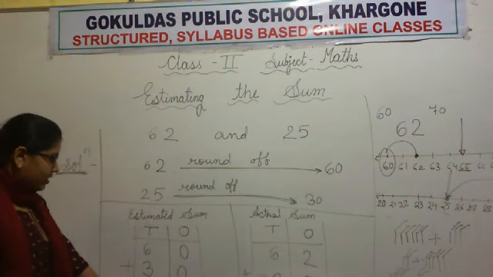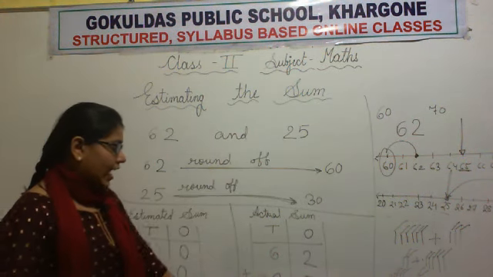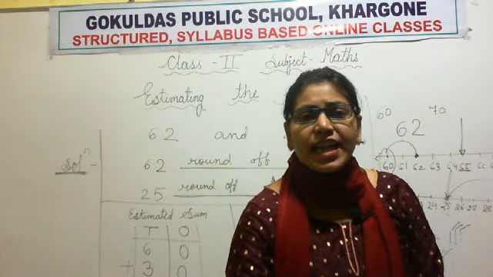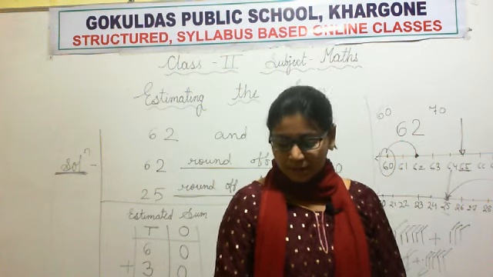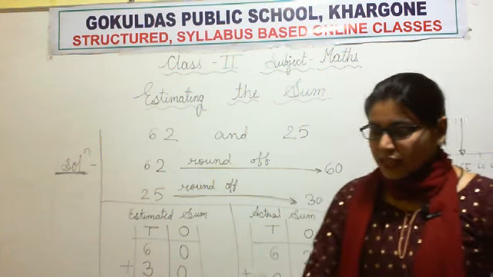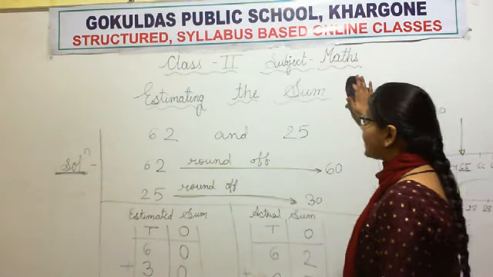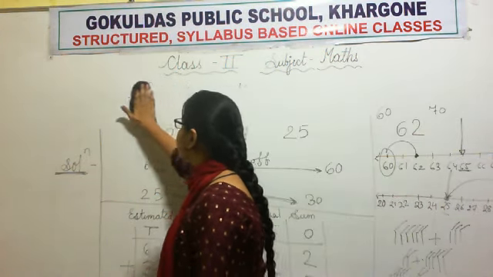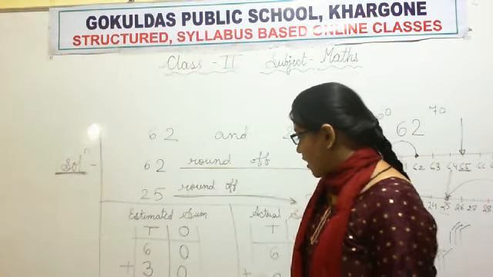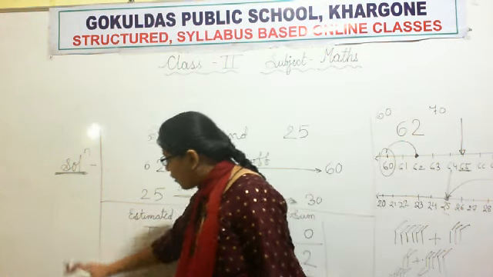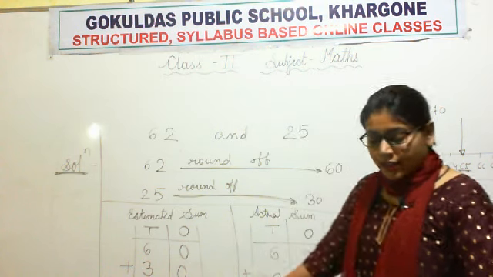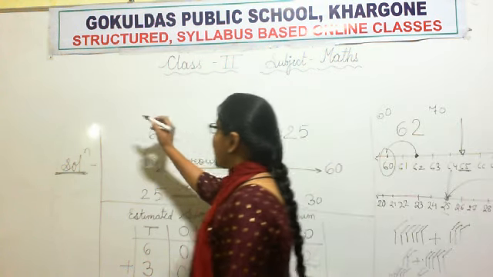Now see, our estimated sum is 90 and the actual sum is 87. So if we round off 87, then also we will get 90. After doing this, we will write the answer. I am rubbing this and writing the answer here. But what is the procedure of writing? After completion of the solution, you will write the answer below the solution. So this is the answer.